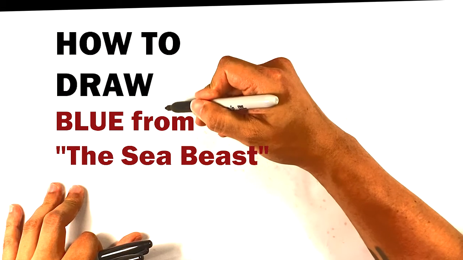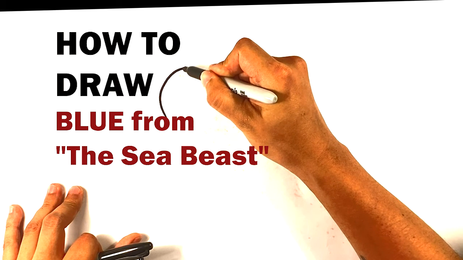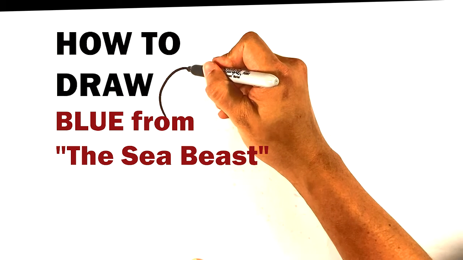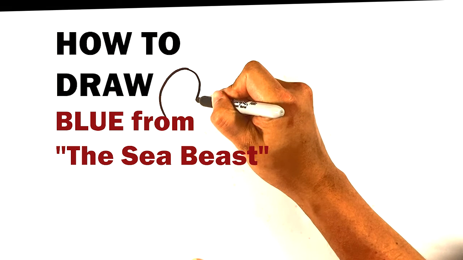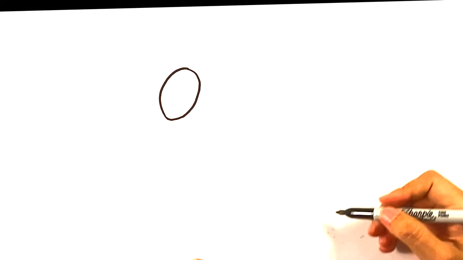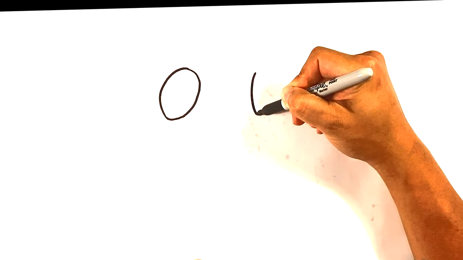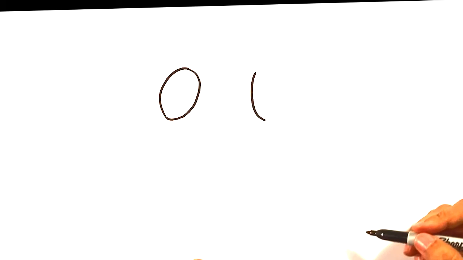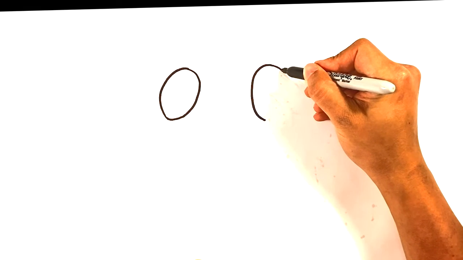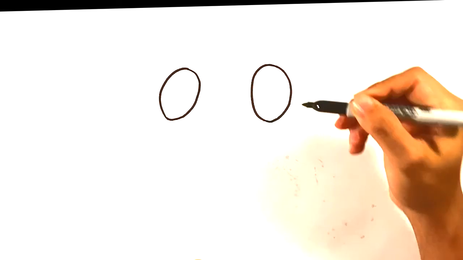I'm going to go over here, and I'm going to draw a curve line over here for one eye. I'm going to keep it curving here on this side. Going to go over here on this side. Curve for the other eye. Curve right there.